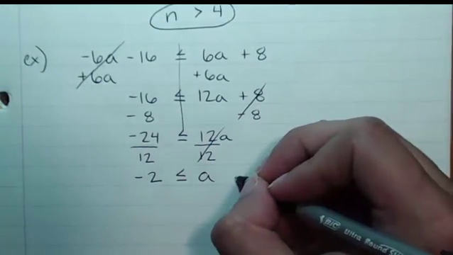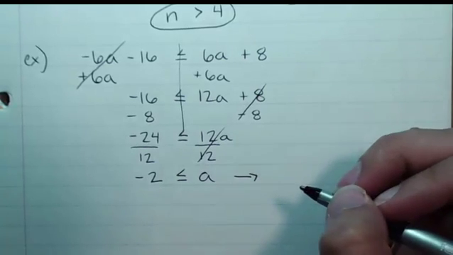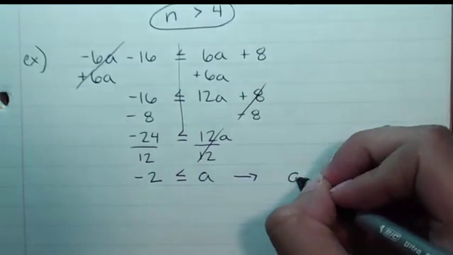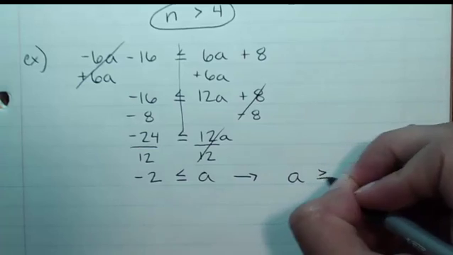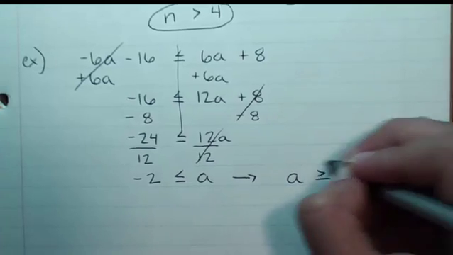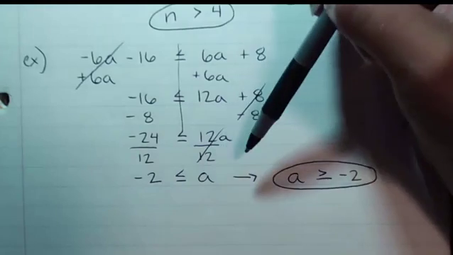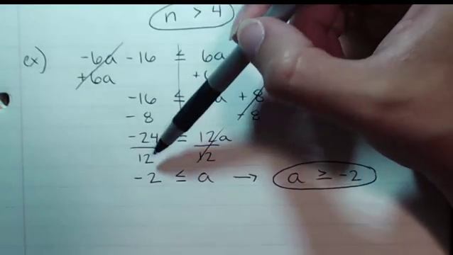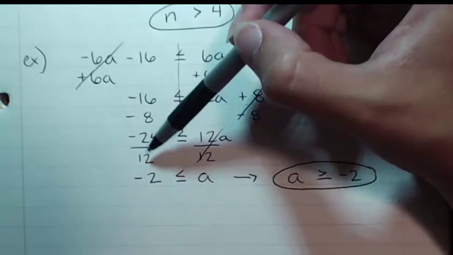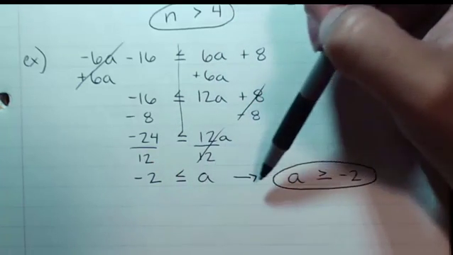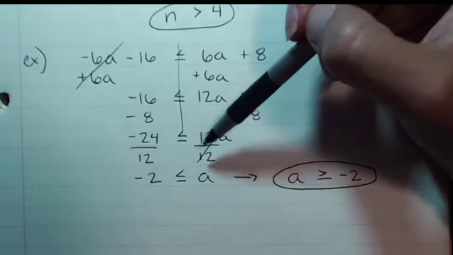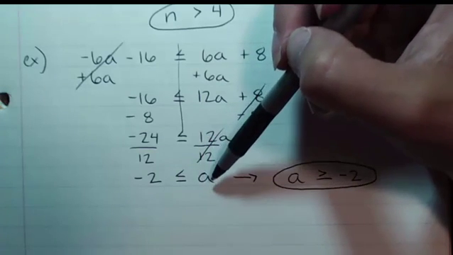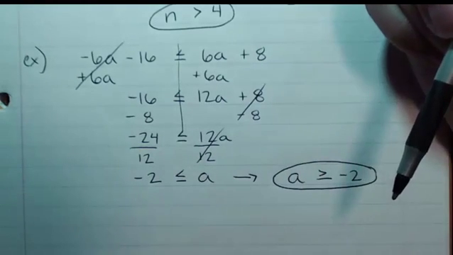However, that's not quite correct because I need to rewrite it so my variable's on the left side. So it's opening up towards a, so I need to flip the sign when I rewrite it, so a is greater than or equal to negative 2. Now you'll notice that, say we divided by a negative 12, we would have had to flip the sign when we divide by a negative, and then we would have to flip it back to get the variable on the left side. So there could be times where you're flipping it 2 times in one problem because you divide by a negative, and then the variable is on the wrong side, so you have to flip it again. So just be aware of that.